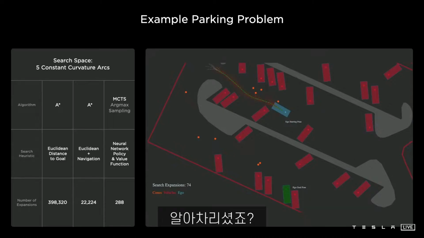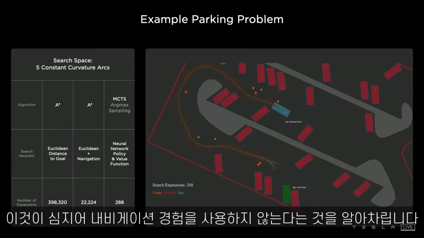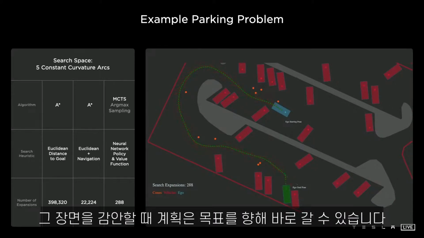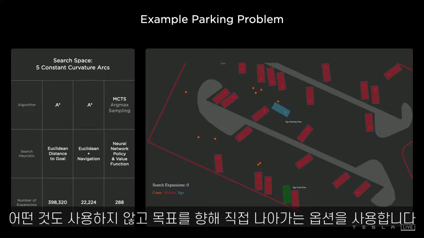So here you notice that the planner is basically able to, in one shot, make progress towards the goal. Notice that this is not even using a navigation heuristic. Just given the scene, the planner is able to go directly towards the goal. All the other offshoots you're seeing are possible options. It's not choosing any of them, just choosing the option that directly takes it towards the goal.